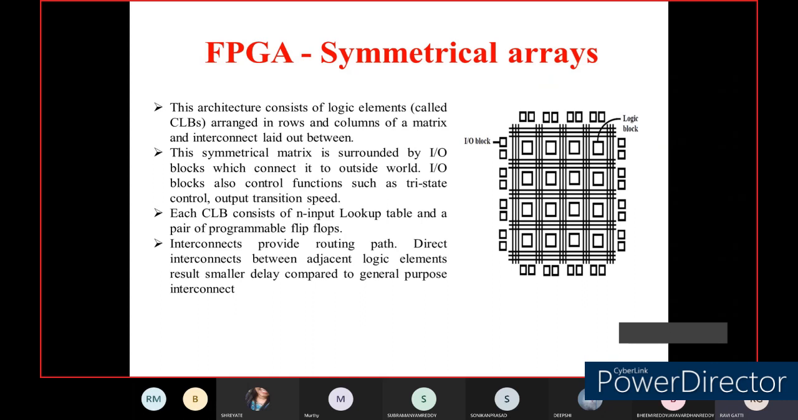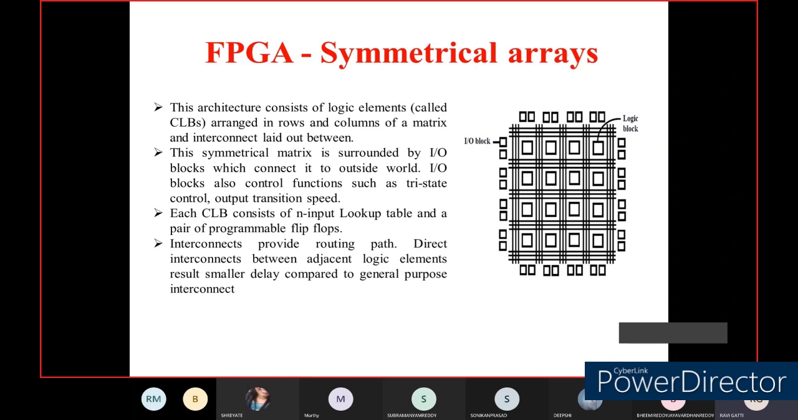So this is the diagram of your FPGA symmetrical array. This architecture consists of logic elements. As we already said, it is a programmable logic array. It consists of rows and columns in a matrix, and interconnections have been laid between them. In this symmetric matrix, the outer part of the interconnects is surrounded by the IO blocks. These IO blocks we use in order to make the interconnection to the outside ports.